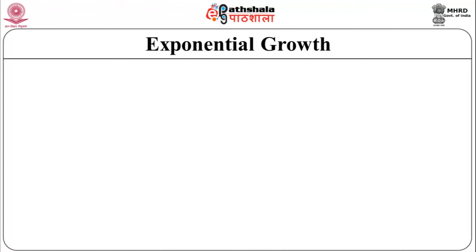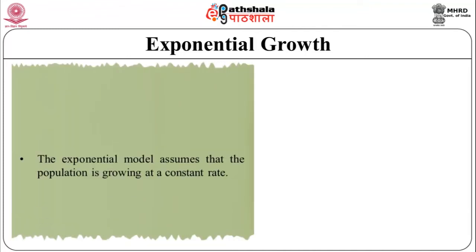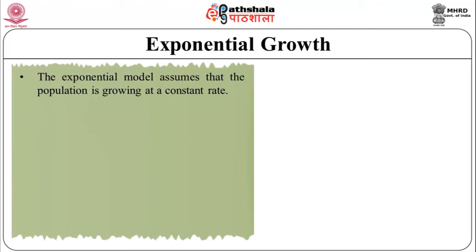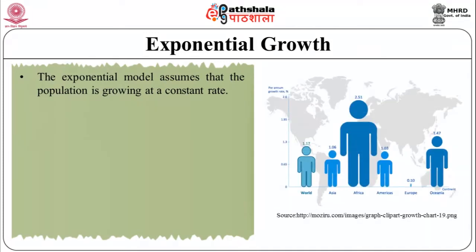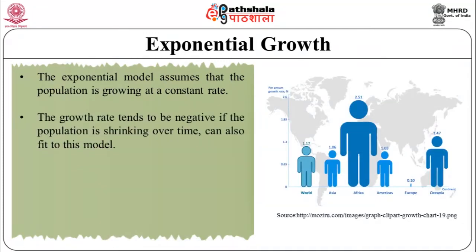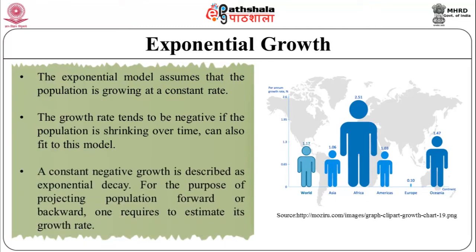Now let us see the exponential growth model. Instead of assuming the population grows by a constant amount, the exponential model assumes that the population is growing at a constant rate. The growth rate tends to be negative if the population is shrinking over time. A constant negative growth is described as exponential decay. For the purpose of projecting population forward or backward, one requires to estimate its growth rate.